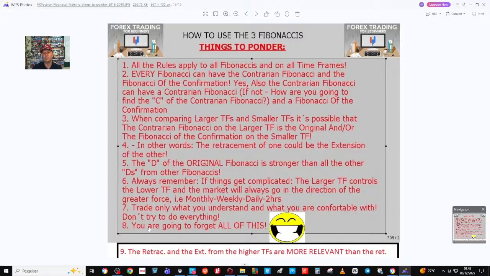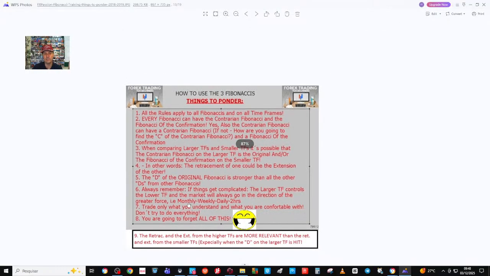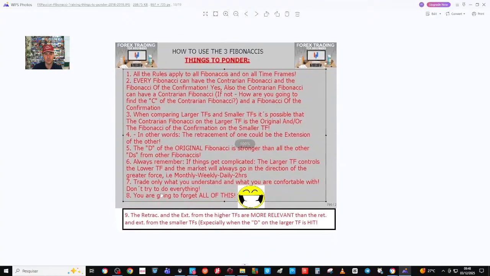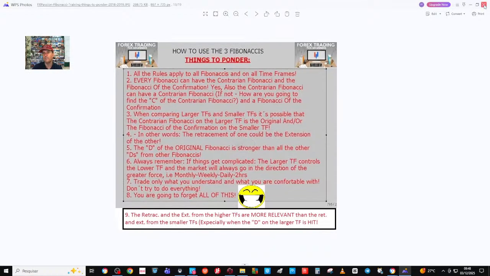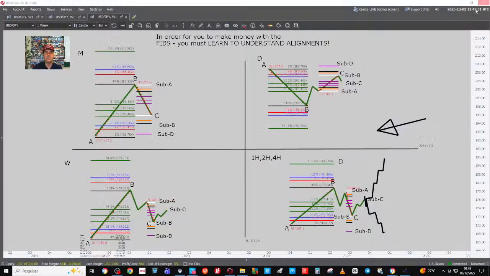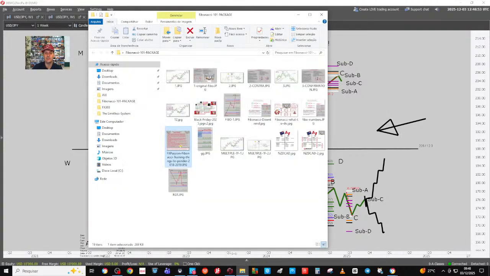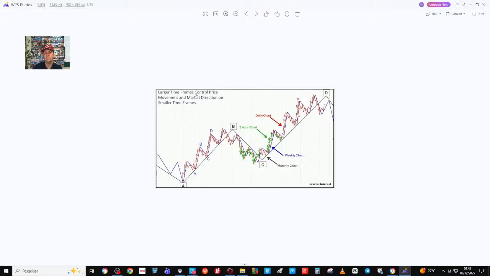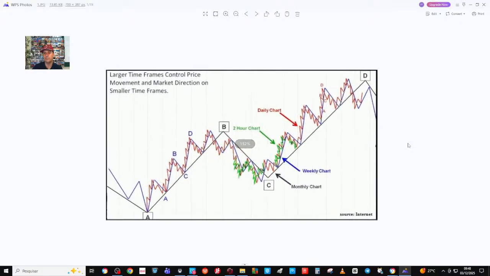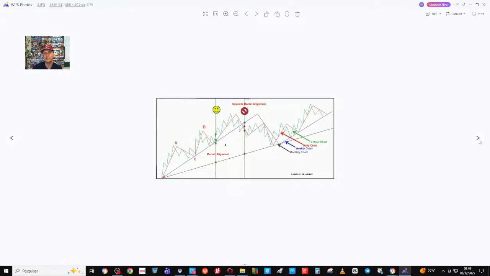Number 8, you are going to forget all of this anyway. The retracement and the extension from the higher time frame are more relevant than the retracement and extensions of the smaller time frame. Everybody, this picture is a part of a Fibonacci package. Send me an email. Alright? You can get all of those beautiful pictures from the internet and study alignments, everybody.